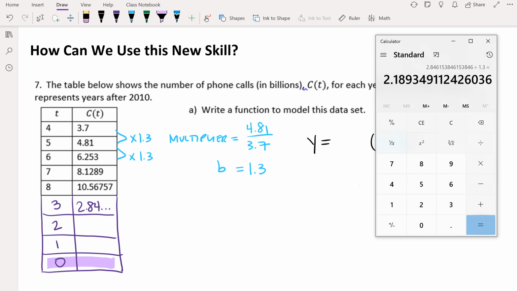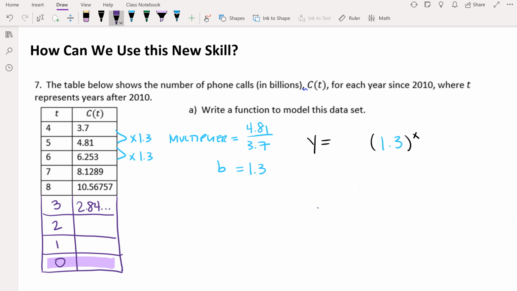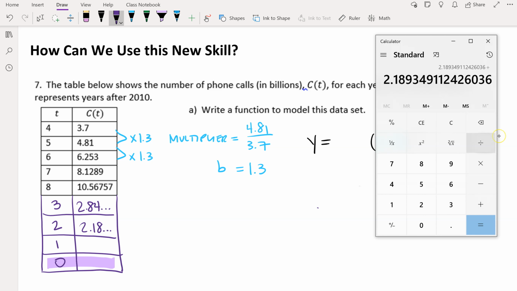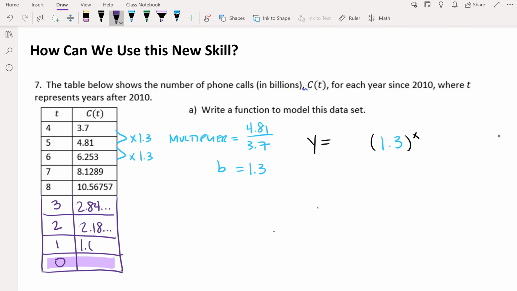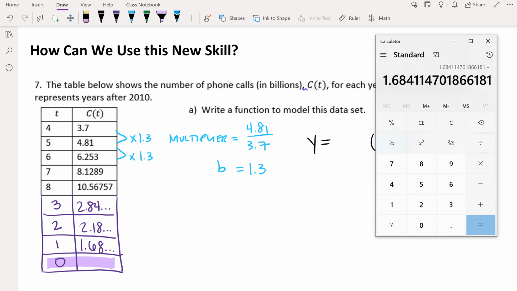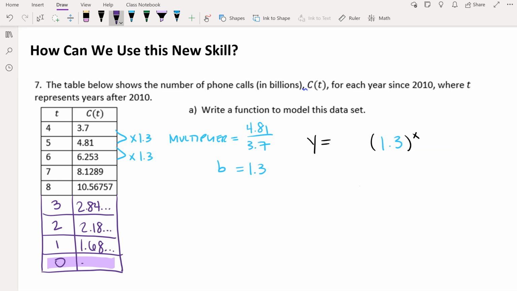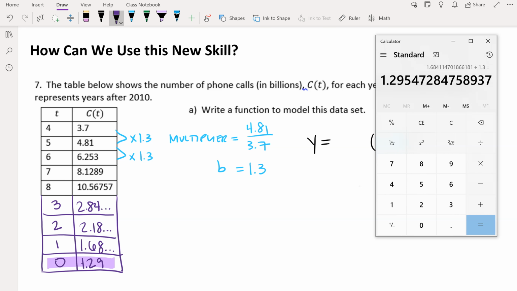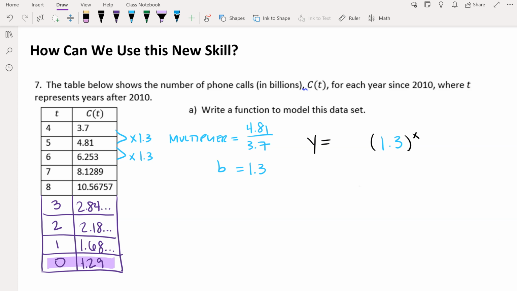All right, so we get 2.18... Now we need to divide by 1.3 again. 1.68... And we're almost to our y-intercept. We're going to divide by 1.3 one more time. 1.29. And I'm allowed to round that one. So my y-intercept is 1.29.